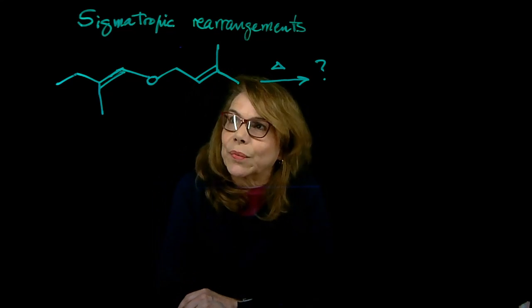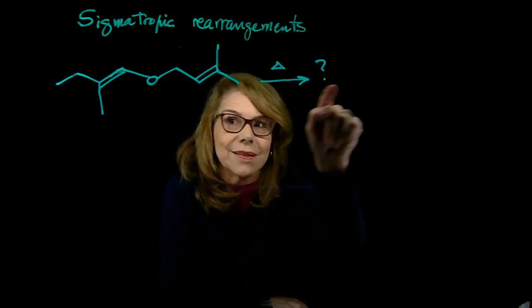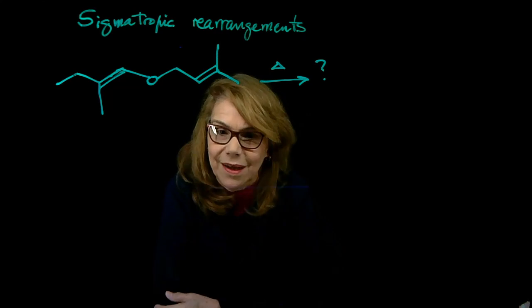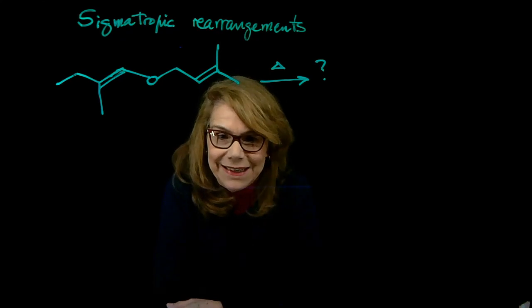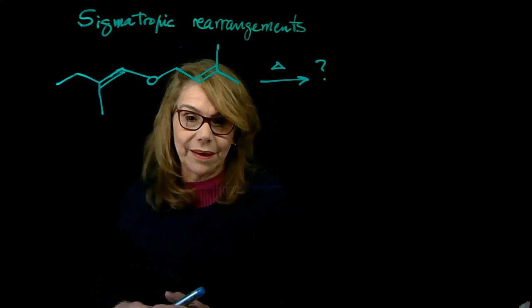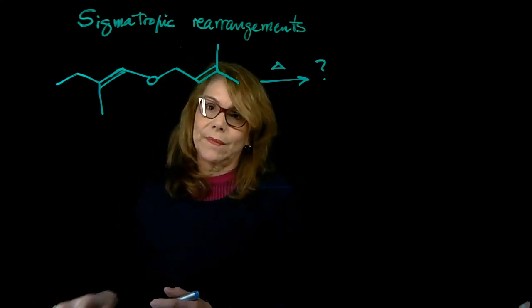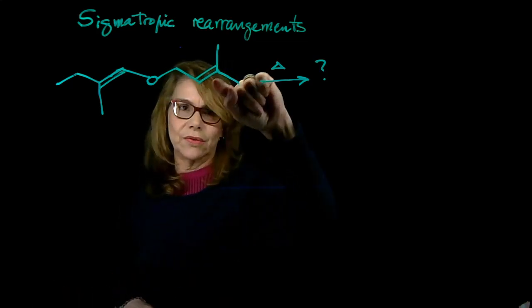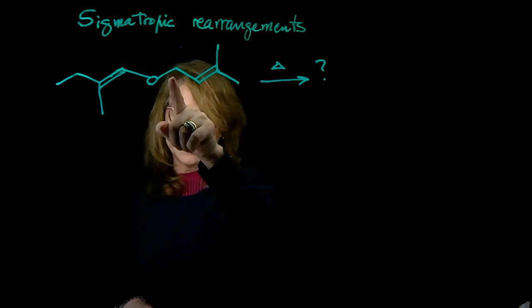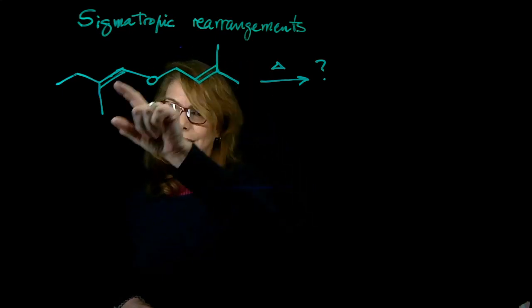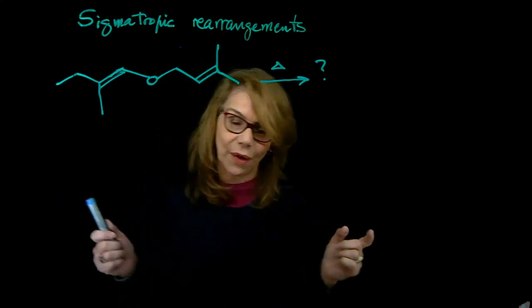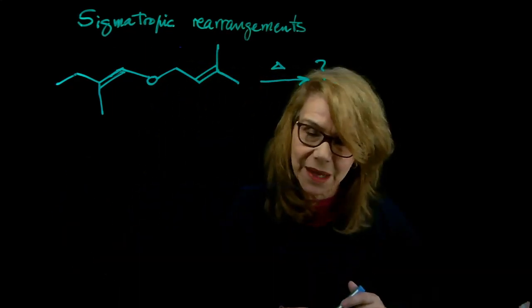Here is another problem, predicting products. What is the product when we put that under heat? Again, we see this is the same type of problem with allylic. That portion is the allylic, so your double bond is your vinylic position. Next is allylic, and that's a vinylic ether. So that would be a Claisen rearrangement.